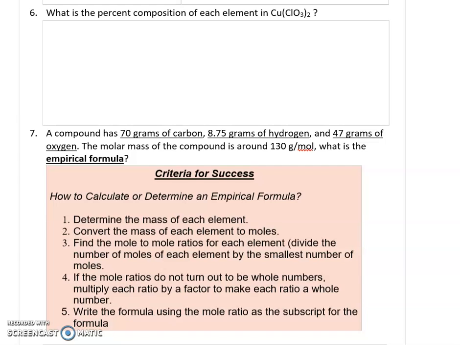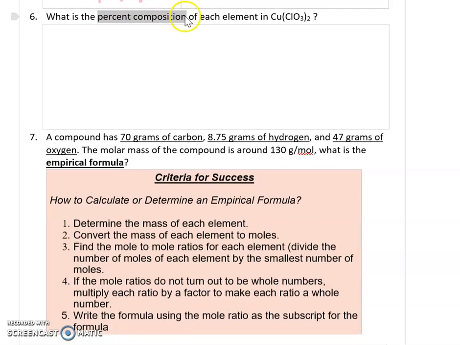All right, so welcome to part 2 of this Unit 4 exam review. So we're going to start with number 6. What is the percent composition of each element in this compound? For percent composition, what we want to do first is find the whole total mass of this whole compound.